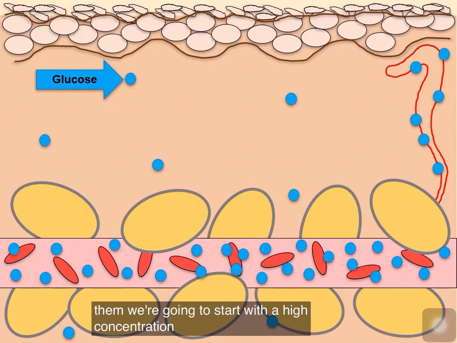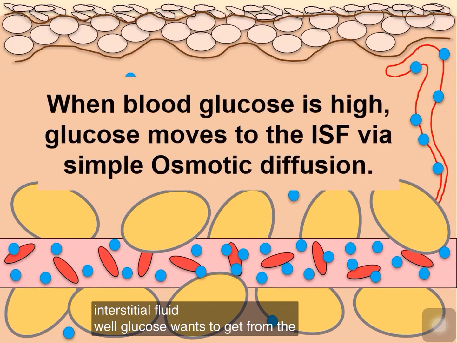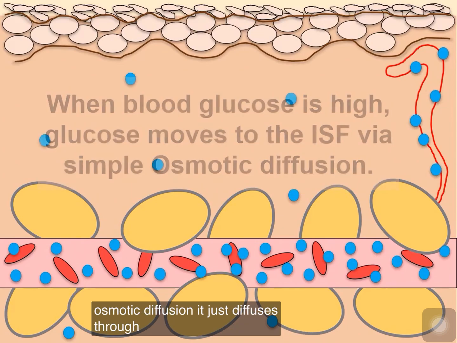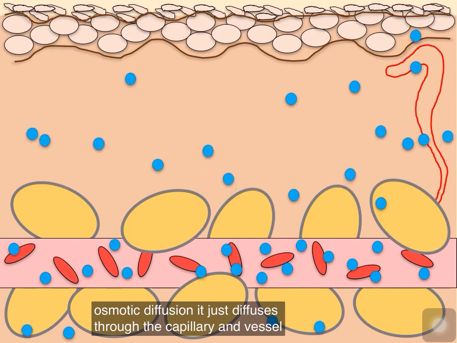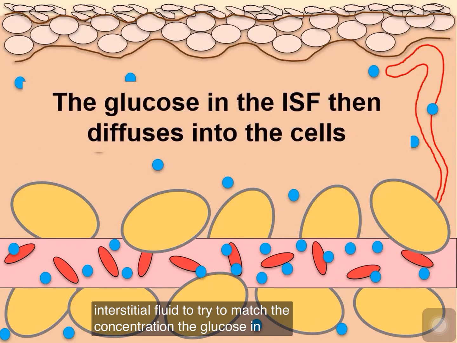We're going to start with a high concentration of glucose in the blood and a low concentration in the interstitial fluid. Well, glucose wants to get from the high concentration area to the low concentration area through simple osmotic diffusion. It just diffuses through the capillary and vessel walls to populate glucose into the interstitial fluid to try to match the concentration. The glucose in the interstitial fluid then can make its way to the cells because the cells get all their nutrients from the interstitial fluid.